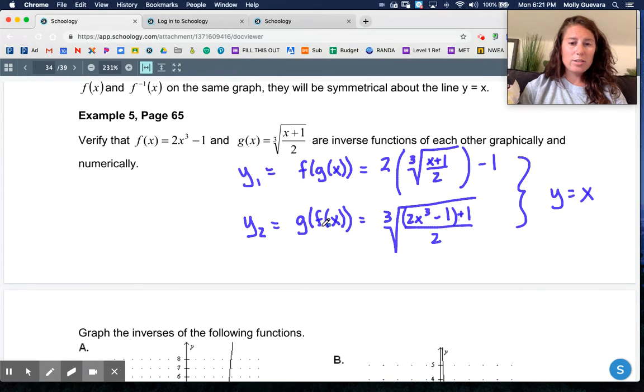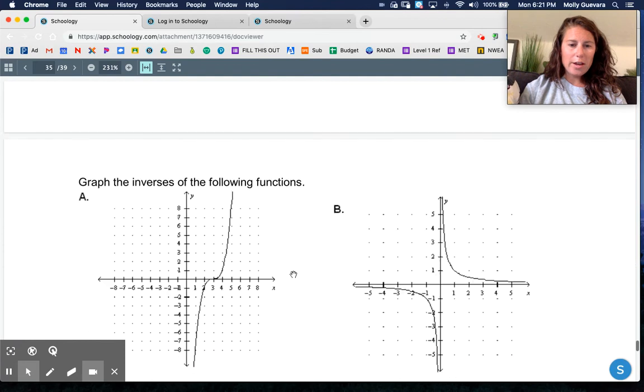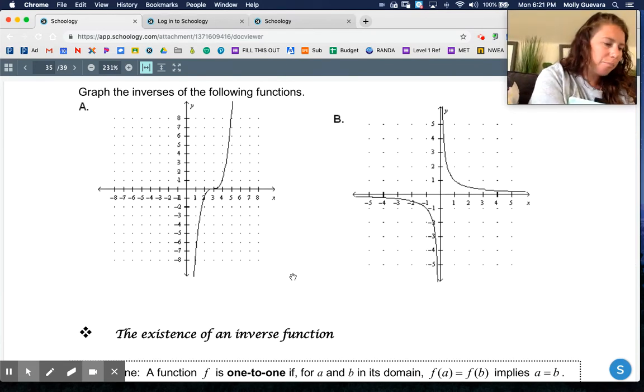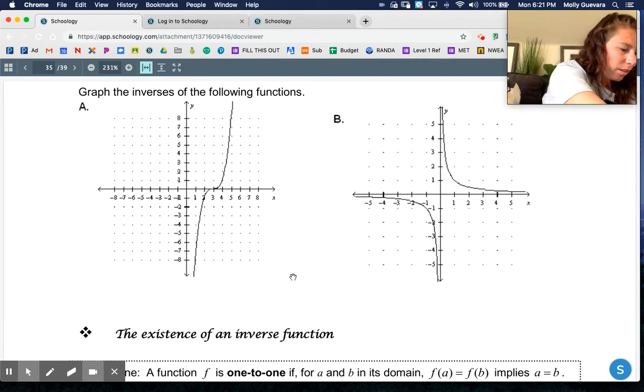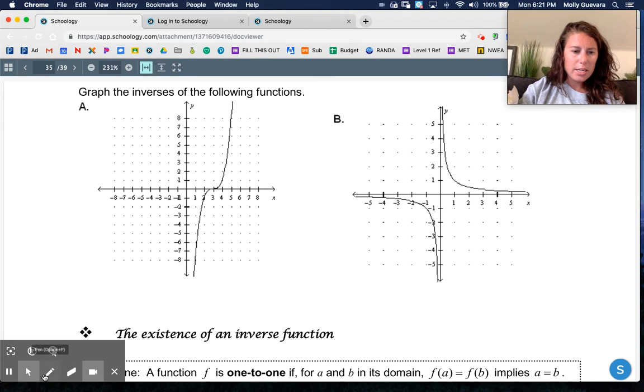Okay, so that's how we do it using algebra or our graphing calculator. Let's show now how to graph the inverses by hand. I'm going to do my very best here to make it pretty, okay? I'm going to be switching colors. We know that they are going to be reflected over this line y equals x.